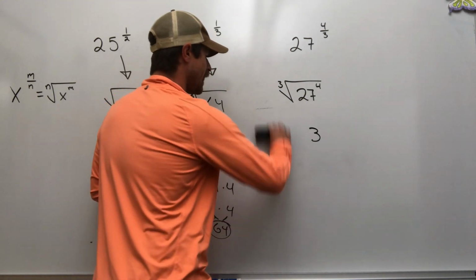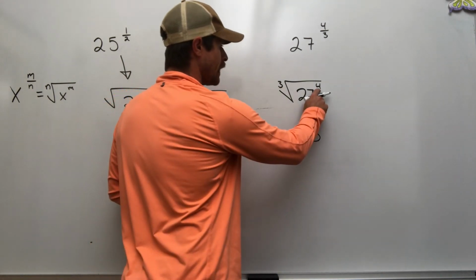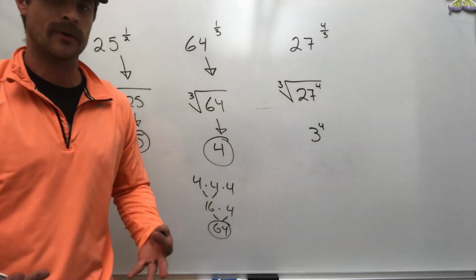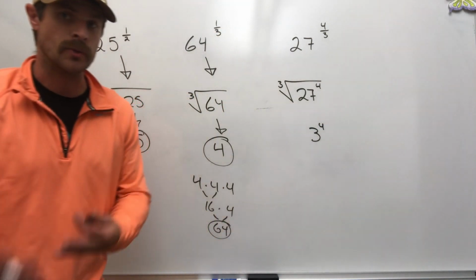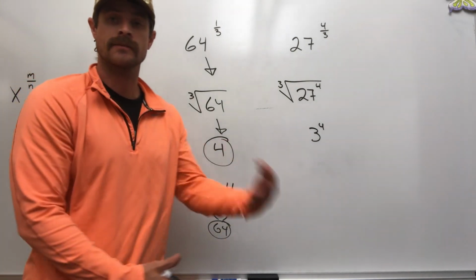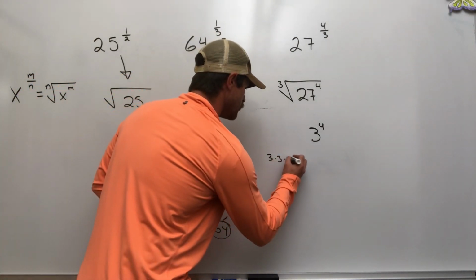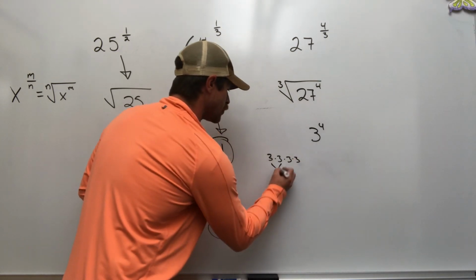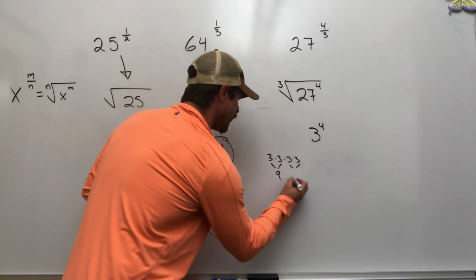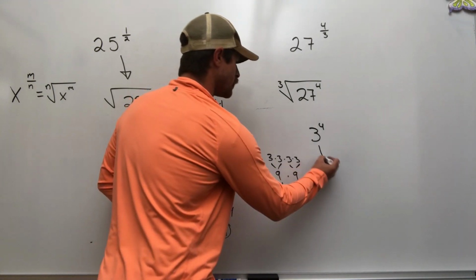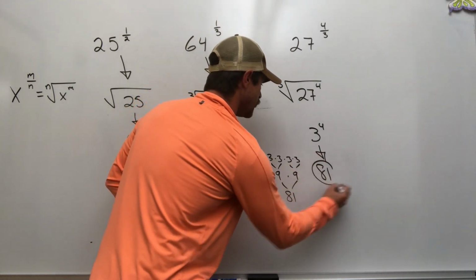But I now need to finish this problem by bringing that 4 down as an exponent and then figuring out what 3 to the 4th power is. Now 3 to the 4th power just means 3 times 3 times 3 times 3, 4 times. So if we want to write it out, 3 times 3 times 3 times 3. If you know your trick, you can multiply those two together and make 9 and 9. Then multiply the 9s together to get 81. So our final result here would be 81.